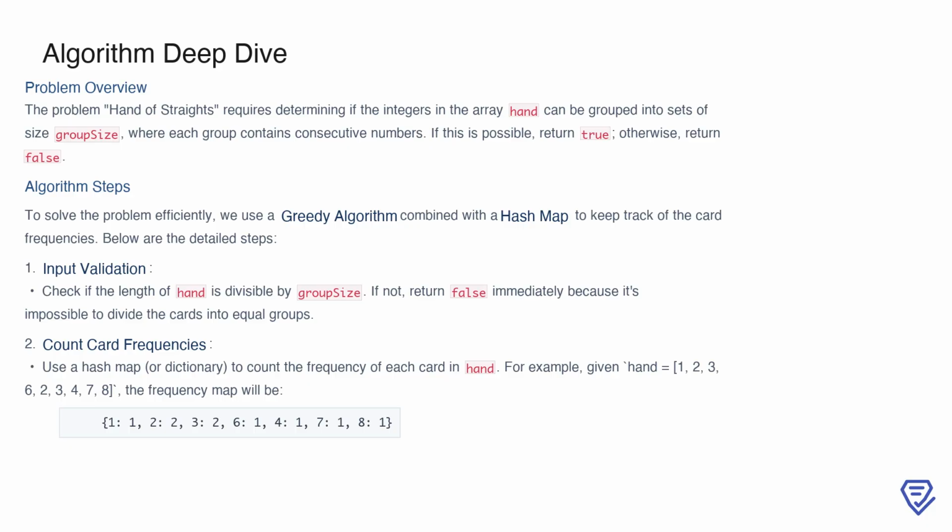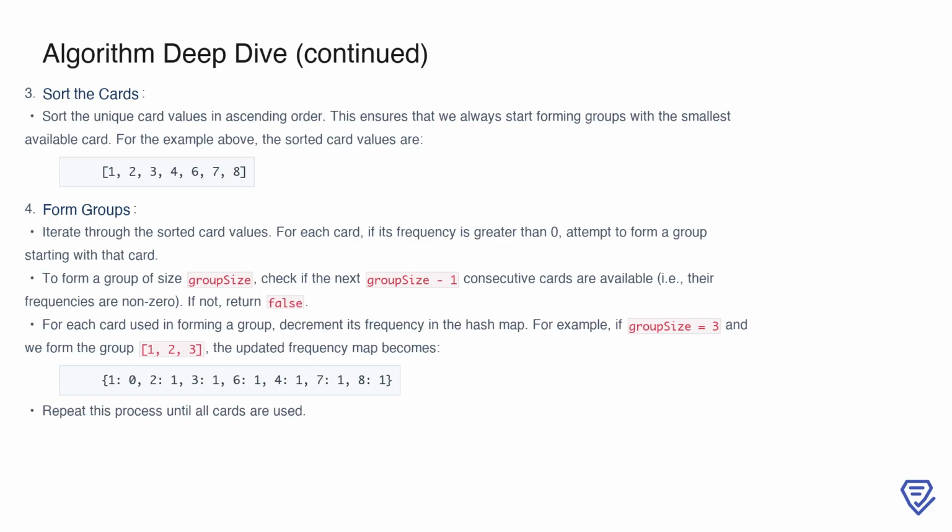For example, given the input hand 1, 2, 3, 6, 2, 3, 4, 7, 8, the resulting frequency map would look like 1:1, 2:2, 3:2, 6:1, 4:1, 7:1, 8:1. This frequency map allows us to track how many times each card appears, which is essential for determining if we can form valid groups. After counting the frequencies, the next step is to sort the unique card values in ascending order. Sorting ensures that we always start forming groups from the smallest available card, which is critical for maintaining consecutive order. For instance, with the example hand, the sorted card values would be 1, 2, 3, 4, 6, 7, 8.